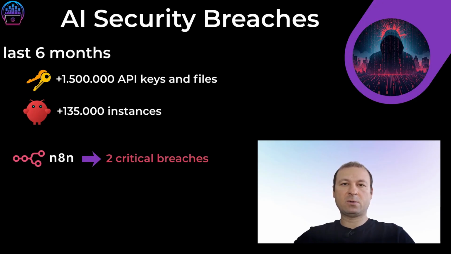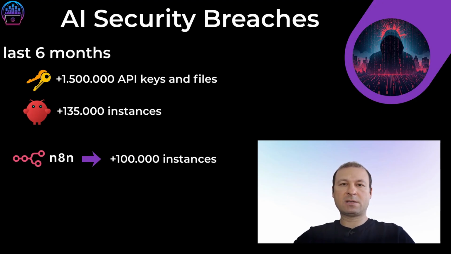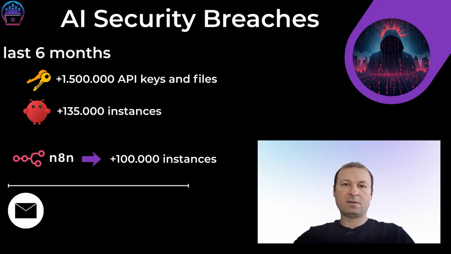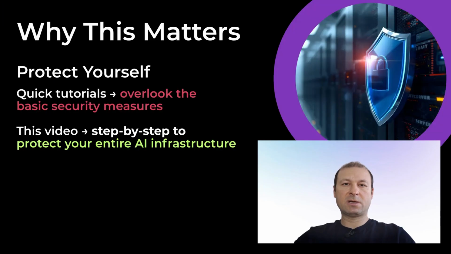In the last few weeks, 2 major security flaws were discovered, one of which was critical, codenamed Nightmare. This left more than 100,000 systems at risk to complete data loss, giving hackers access to everything: emails, databases, and all files, including CRM records and financial statements. To access these unprotected systems, all you need is an internet connection.